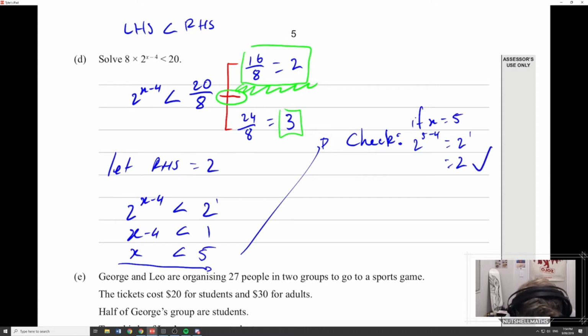So this works. What if x equals 6? Then if x equals 6, we'd have 2 to the power of 6 minus 4, which is 2 squared, which is 4. 2 2's are not 16, 2 2's are 4. 4 is not less than 20 by 8. So 6 would not work.